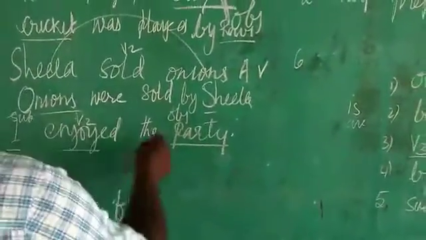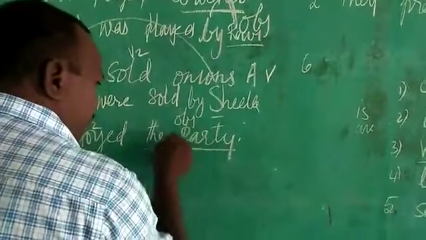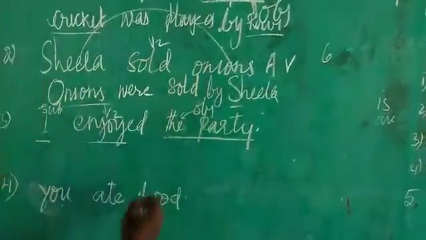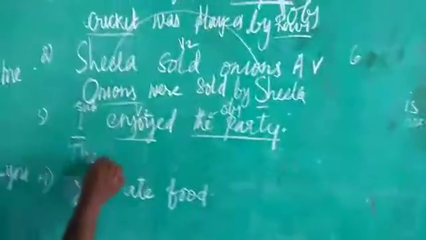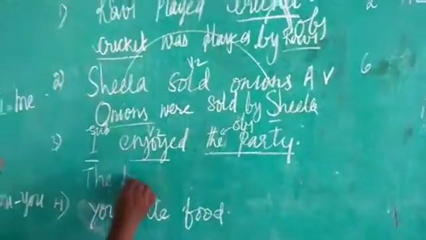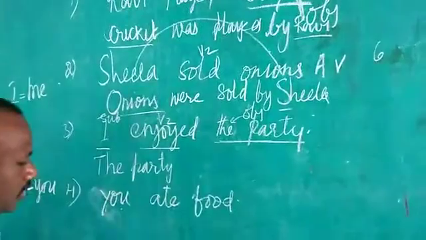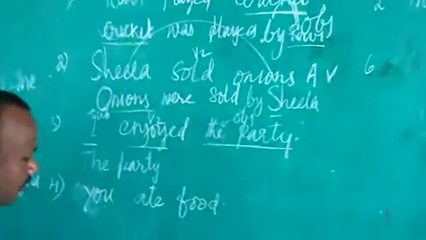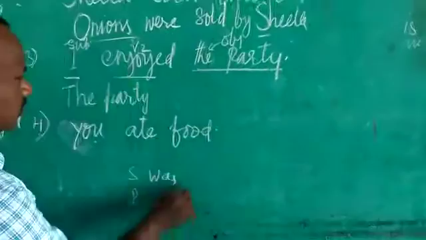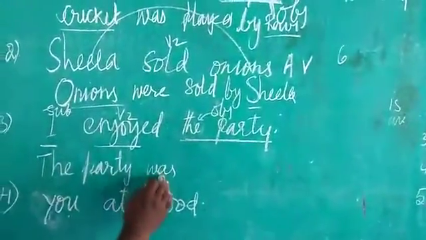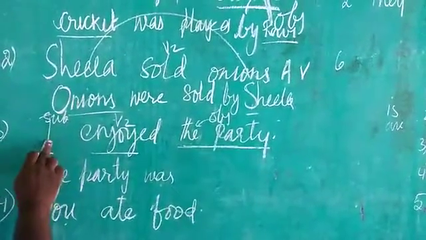Now here, children, according to the structure, the object becomes the subject. You have "the party"; "I took the party." These are articles. We are talking about a particular party. So bring that object to subject: the party. Is party singular or plural, children? It is singular. If it is singular, you take "was." If it is plural, what do you take? "Were." Since it is singular, we are taking "was." The party was. What is the subject here, children?